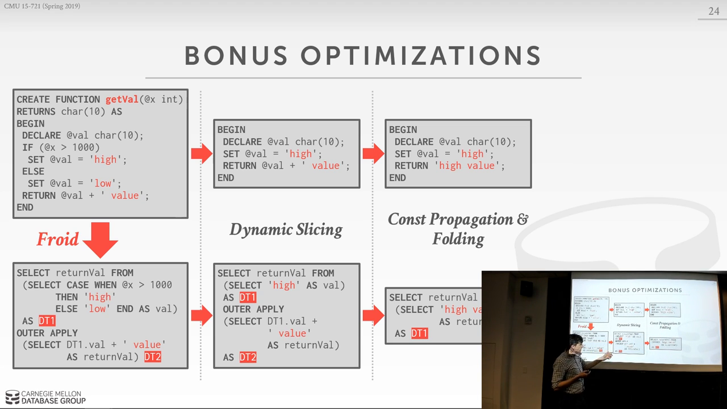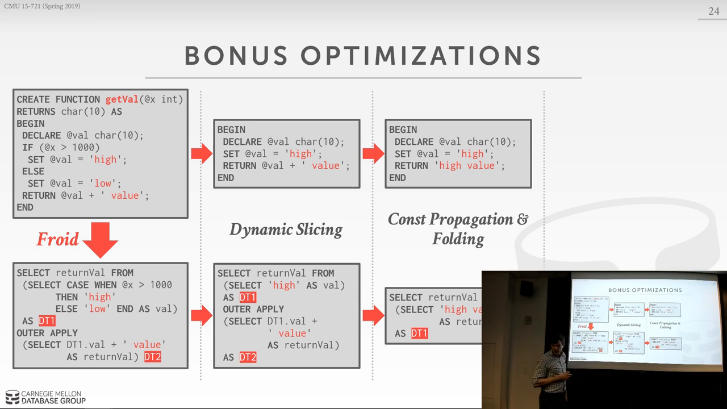Same thing in the SQL statement here. Since I know that I'm going to take whatever this is, select high as val, and then append it to this guy here to produce high value, I don't even need to do this outer apply. I don't even need to do the join. I just select high value as the return result.